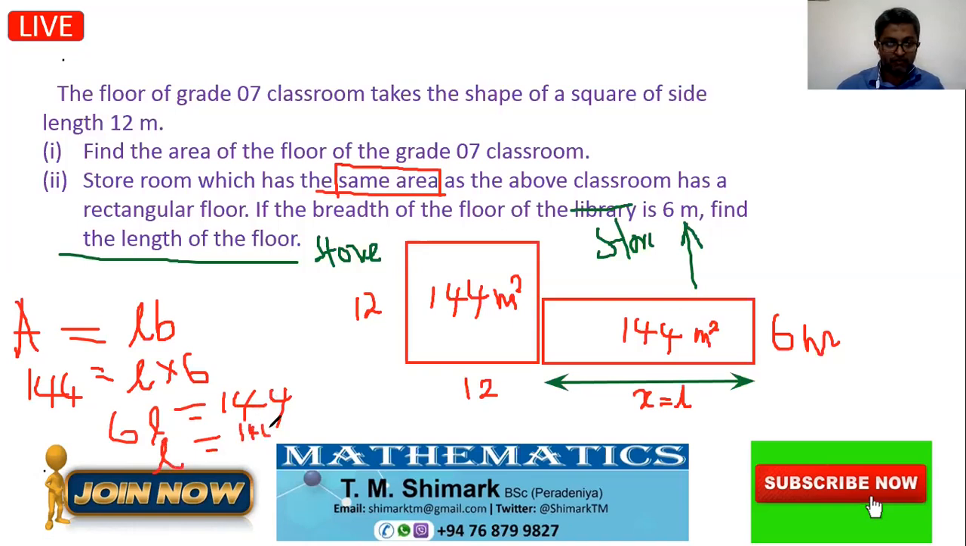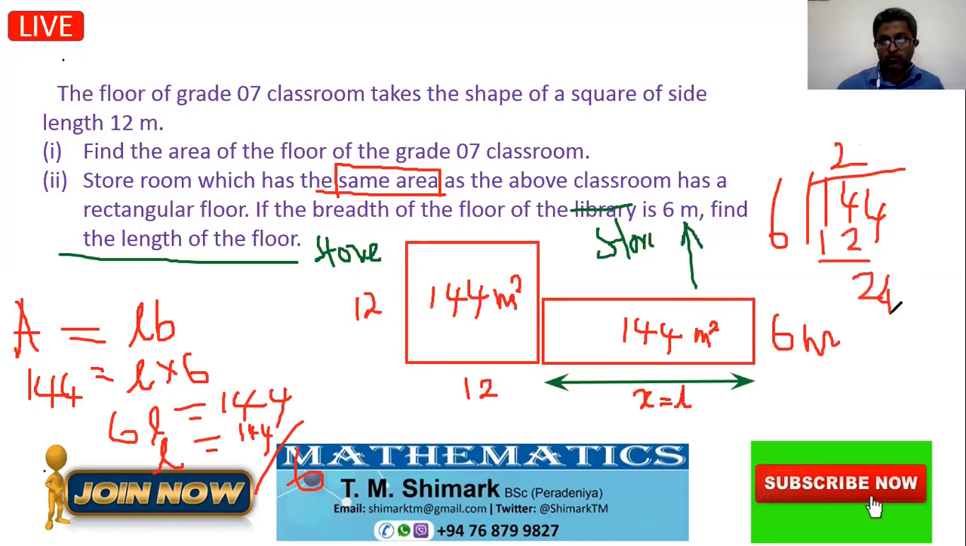144 divided by 6. You divide 144 by 6 and check. 6 twos are 12, 6 fours are 24. So L is going to be 24. This is going to be 24.